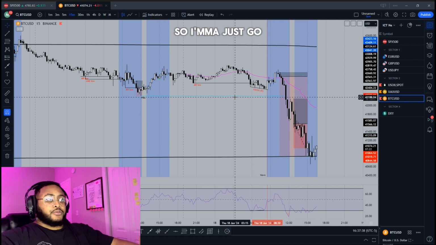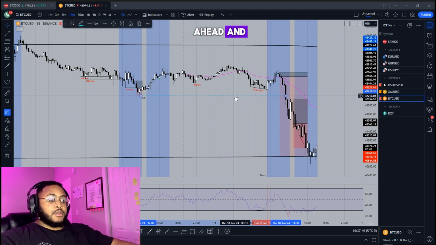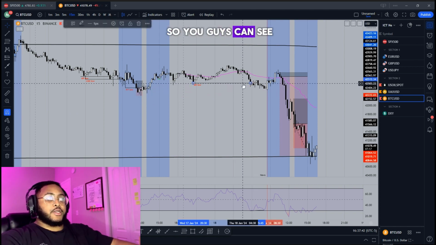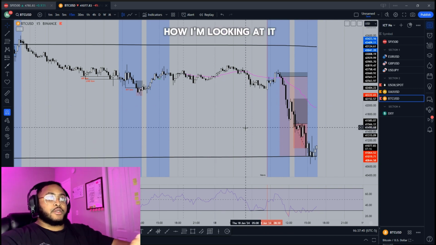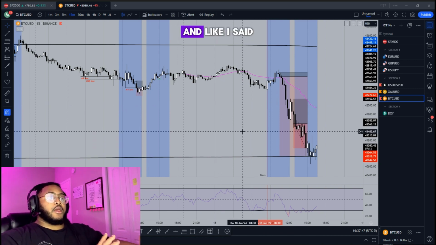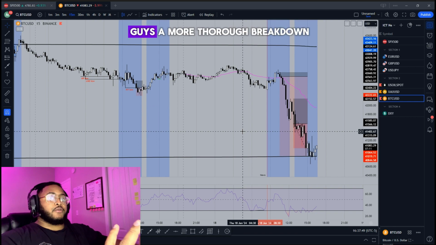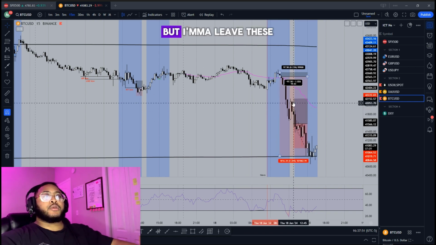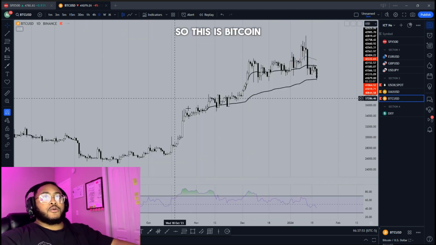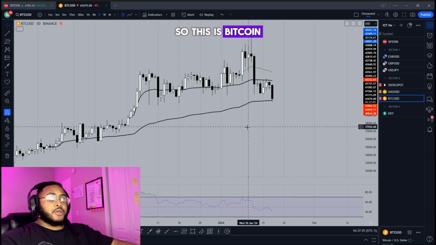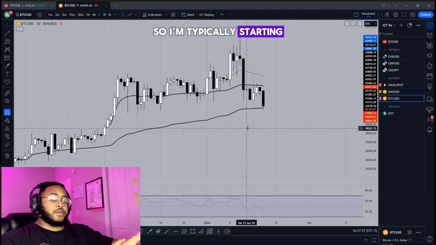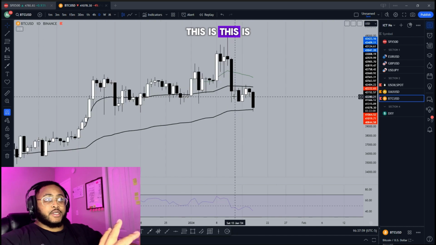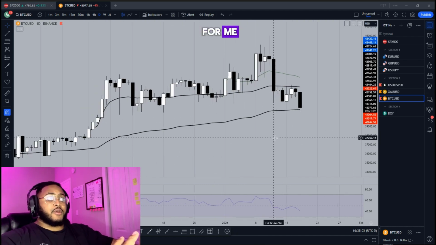So, I'm gonna just go ahead and delete most of this so you guys can see from start to finish how I'm looking at it. And like I said, just to give you guys a more thorough breakdown, but I'm gonna leave these up there. So this is Bitcoin. I'm typically starting on the daily time frame. This is the daily time frame for me.